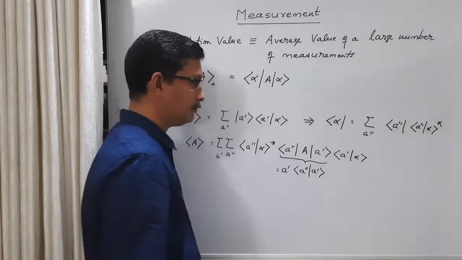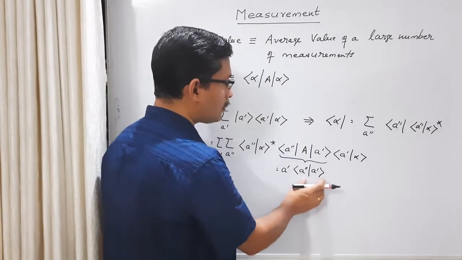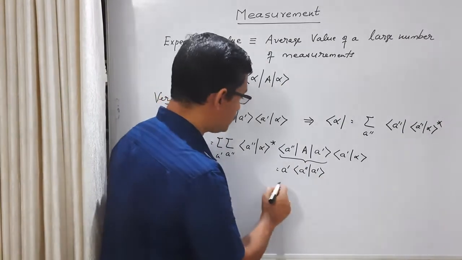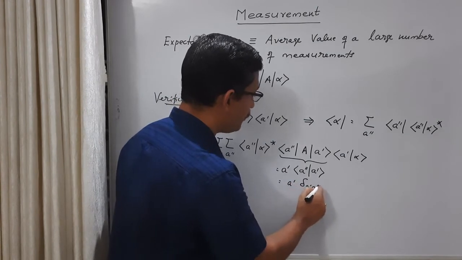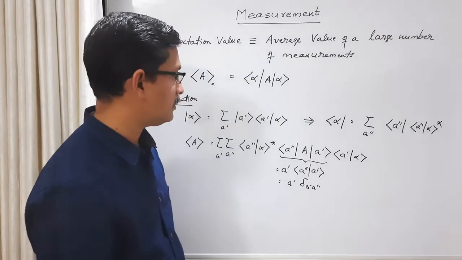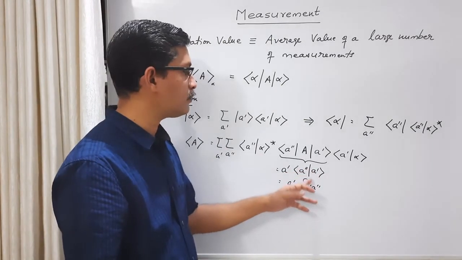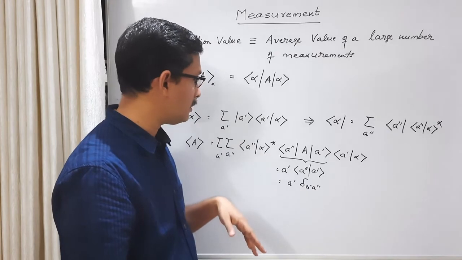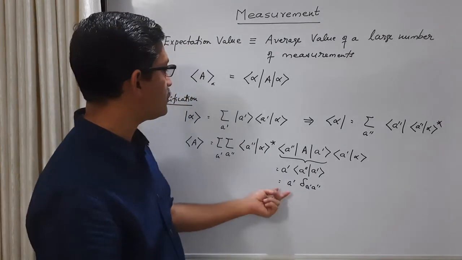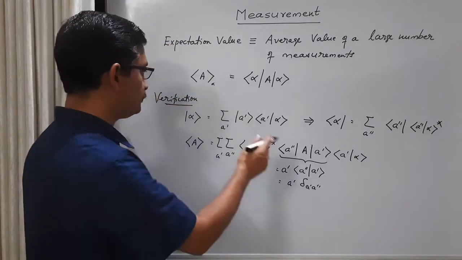Now these two are two different eigenkets. They are orthogonal to each other. So we can write it as delta A prime A double prime, a Kronecker delta. If A prime is equal to A double prime, it's 1. If A prime is not equal to A double prime, it is 0. Okay, orthonormality condition.